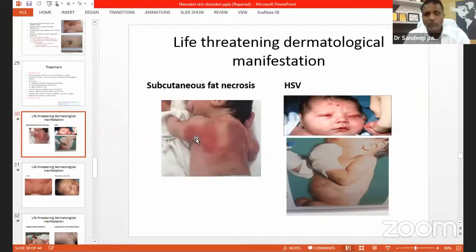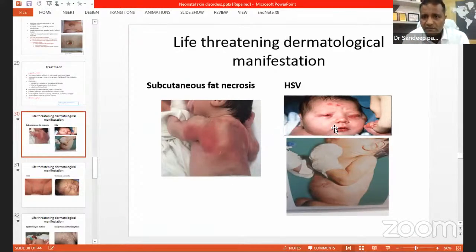Then 2 to 3 more slides are there. These are the life-threatening dermatological manifestations which you should know. One is sebaceous fat necrosis. It is commonly seen, see, being birth asphyxia, we are treating with cooling. So we see few of the babies with sebaceous fat necrosis. Usually they present with hypocalcemia, and hypocalcemia will have such a deadly complication. If it is not diagnosed properly, it may have dreaded complication.